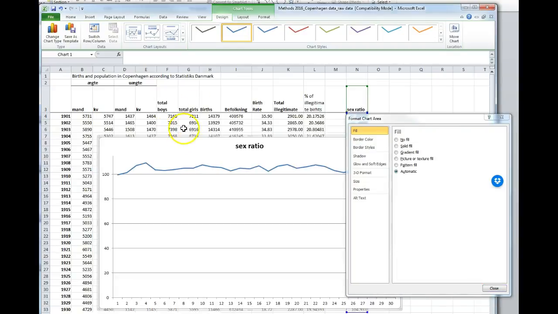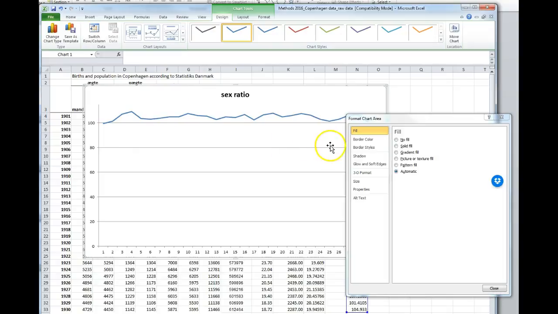The variability can actually be explained by the low numbers. See that we have only something like 7,000 for each of boys and girls, so it may be that all these small variations are caused by just random numbers of births.